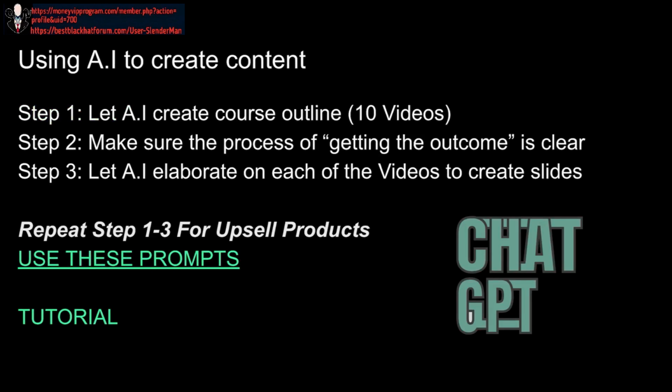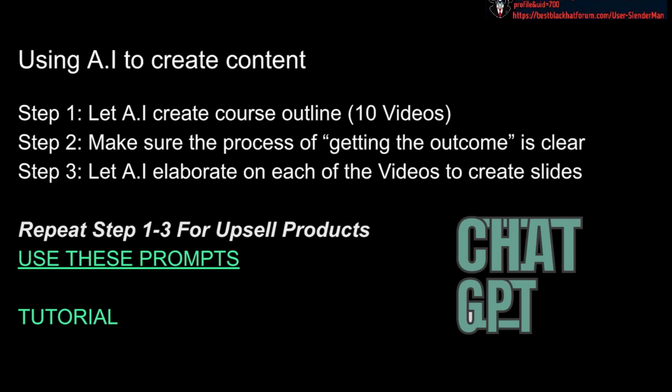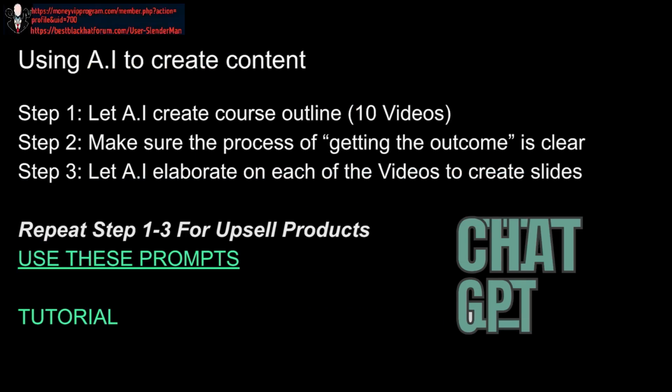So step one is let AI create your course outline. This should be roughly 10 videos. So anyway, if I do a 24-hour challenge, a 10-day challenge, a 30-day challenge, it's mostly 10 videos that I break up into each of the days or just post them directly. So you can just let AI make 10 videos for you.